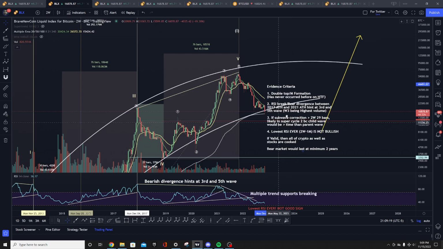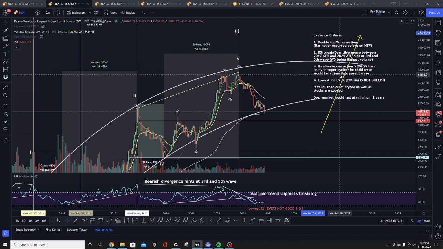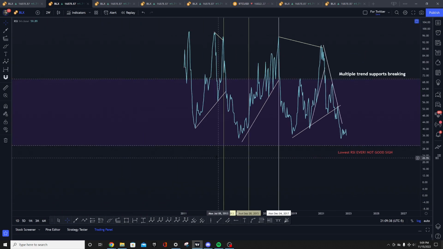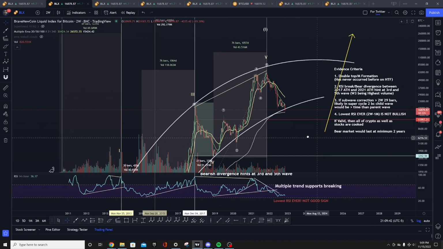So that's what point 3 was. If the sub wave is longer than 29 bars, then it's likely in a super cycle 2, because the child wave would be bigger in time than the parent wave. Point 4, the lowest RSI ever, which is not bullish. So again, lowest RSI ever, not bullish.